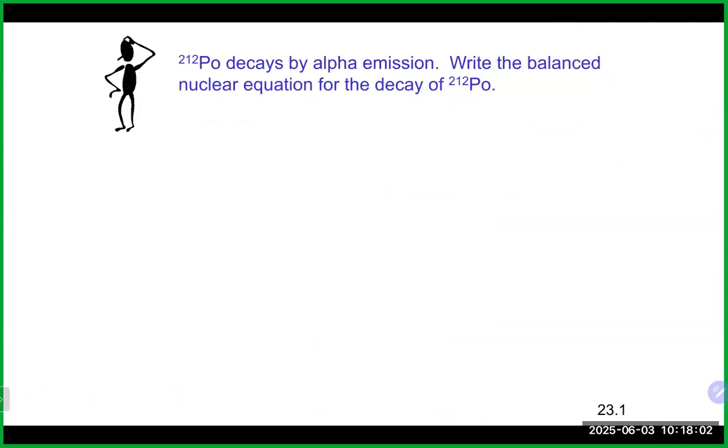So for example, if we look at this one here together, we're going to go with PO. Again, we would go to the periodic table and we would find PO there. And PO is right there. 84, looks like. So we go to the periodic table, 84 is PO. That is our atomic number. So this is 212 84 PO. It decays by alpha emission.